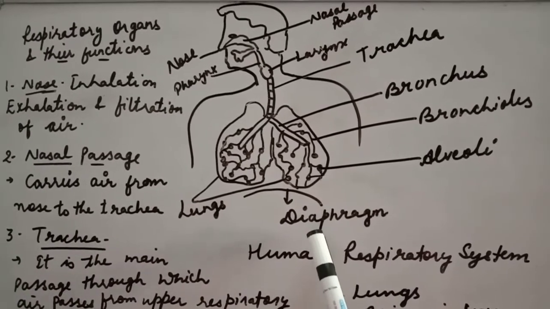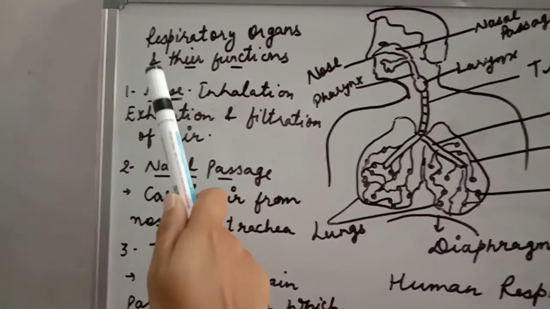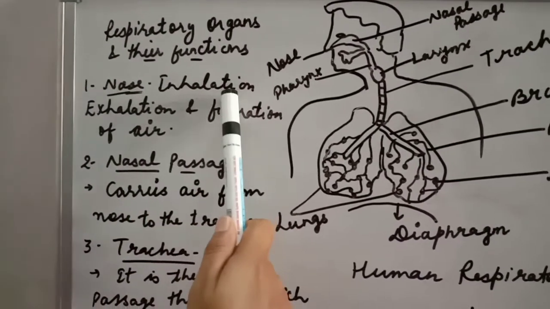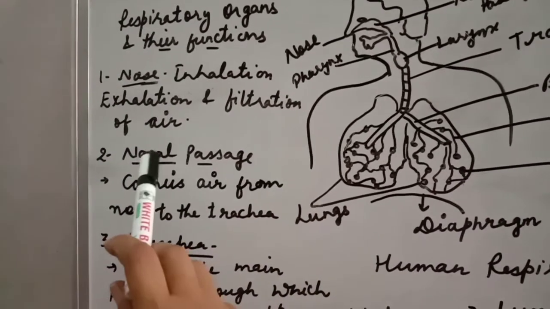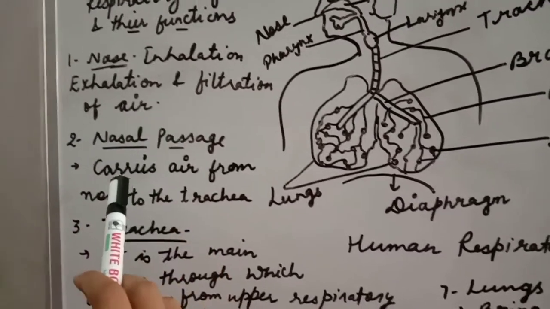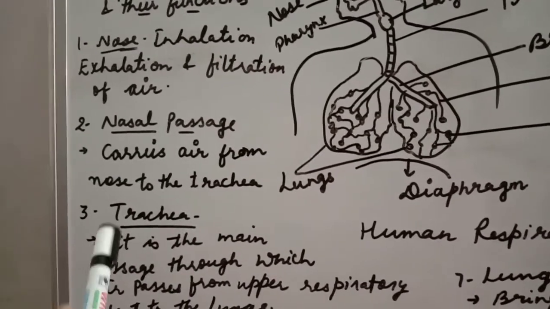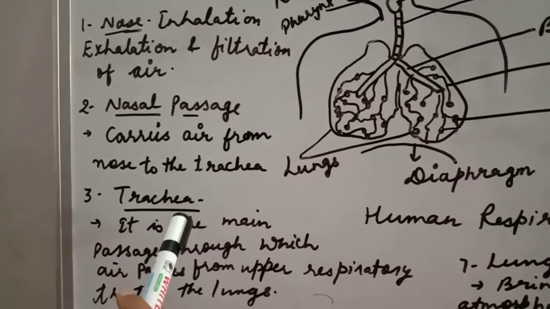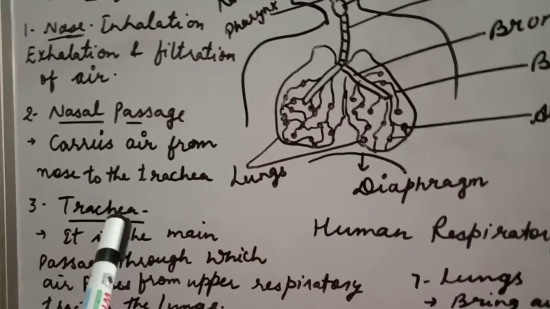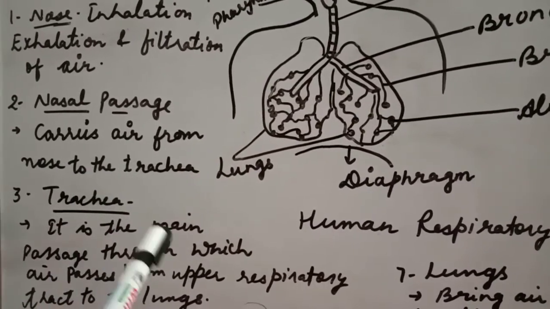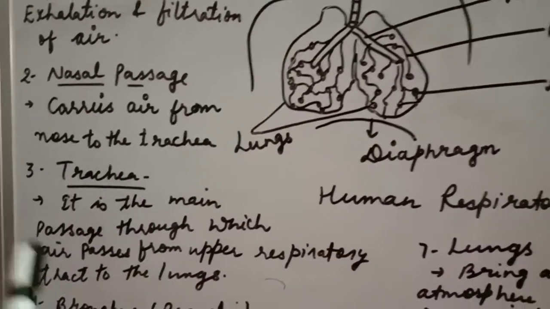Now we will see the function of these respiratory organs. First we are having nose. The nose helps in inhalation, exhalation, and filtration of air. Then the second is nasal passage. It carries air from nose to the trachea. Then we are having trachea, which is also known as windpipe, and it is surrounded by cartilaginous ring, which prevents the collapse of windpipe or trachea when there is no air, or in the absence of air.